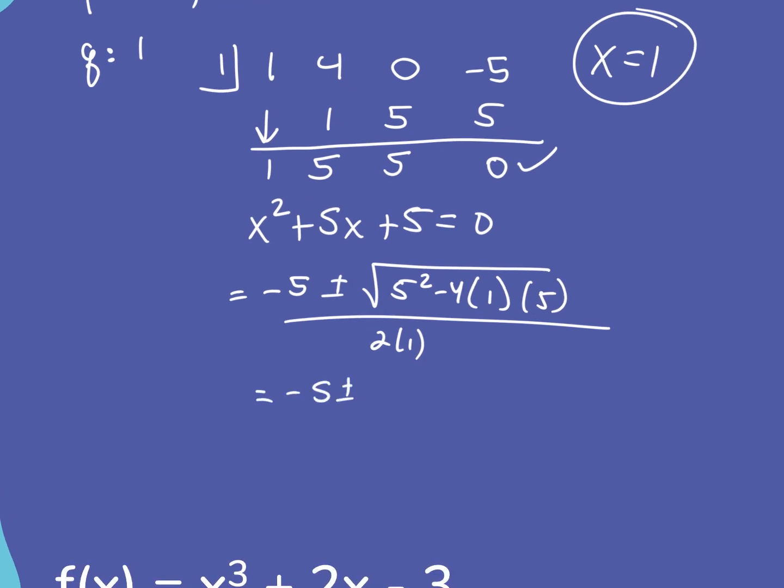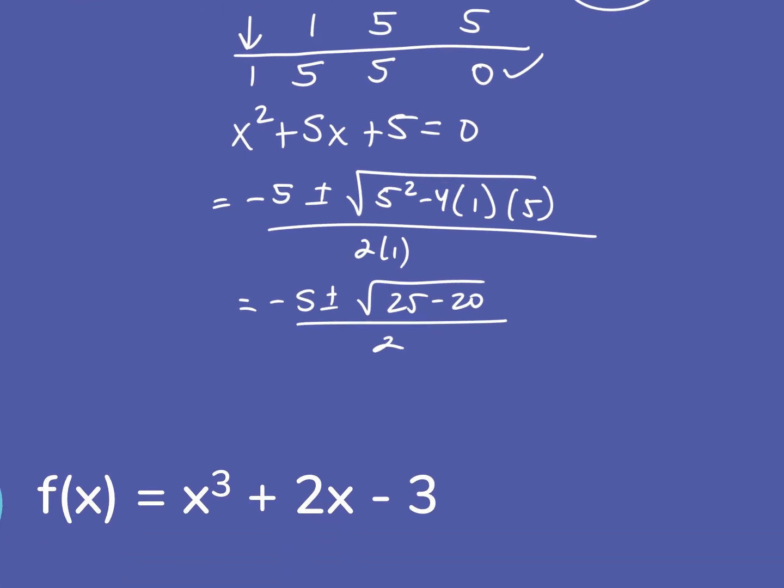Negative 5 plus minus 25, not 250, 25 minus 20, right? Over 2. So I have negative 5 plus minus the square root of 5 over 2. All right, is that 2 more solutions? Yeah, it's negative 5 plus root 5 over 2 and negative 5 minus root 5 over 2. So here's my other 2 solutions.